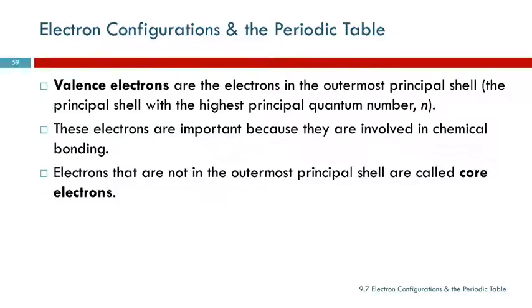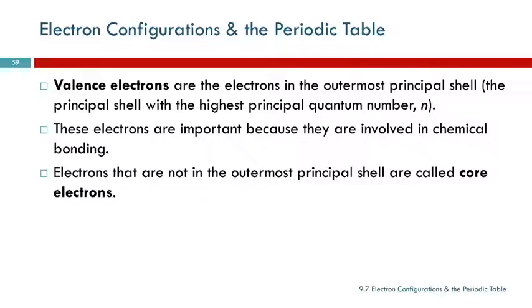Okay, electron configurations and the periodic table. I actually cheated a little and went ahead in the book and told you about how it works out on the periodic table. So now we're officially talking about it. Valence electrons are the electrons in the highest principal energy level, or principal shell. They're the electrons that are the farthest away from the nucleus.